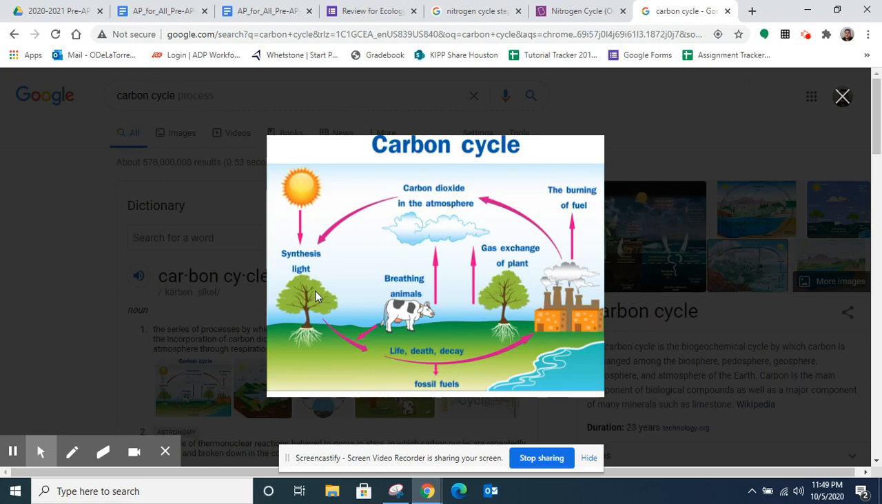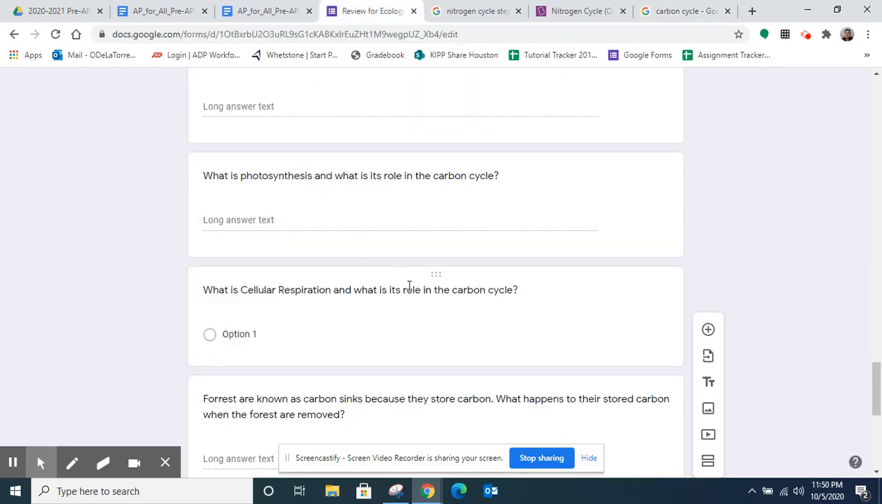And what we're going to do is take the carbon out of the air and convert it into sugar. We're converting it into energy. So photosynthesis is the process of taking carbon out of the air and making sugar out of it. And only plants are able to do photosynthesis. So that is what it is. The answer for that first one is photosynthesis is the process of taking carbon out of the air and converting it into sugar. By doing that, we make it accessible for all other organisms.